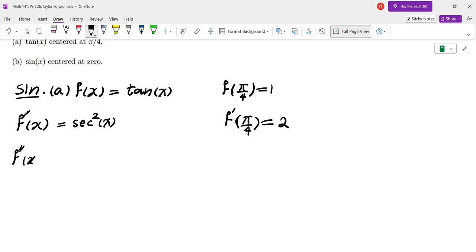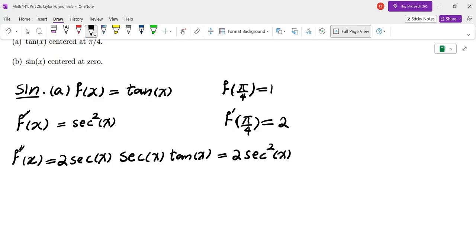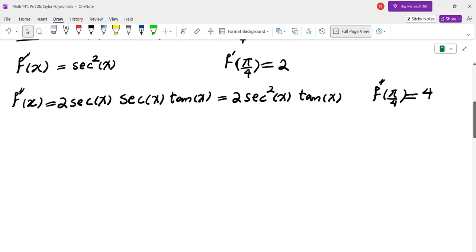f double prime of x is 2 secant of x, so that is the power rule, but then we have to multiply by the derivative of secant, which is secant tangent. Let's simplify that. We get 2 secant squared of x, tangent of x. Now let's plug in pi over 4. We get 2 times root 2 squared, that is 4, times 1. So the answer to this one is 4.